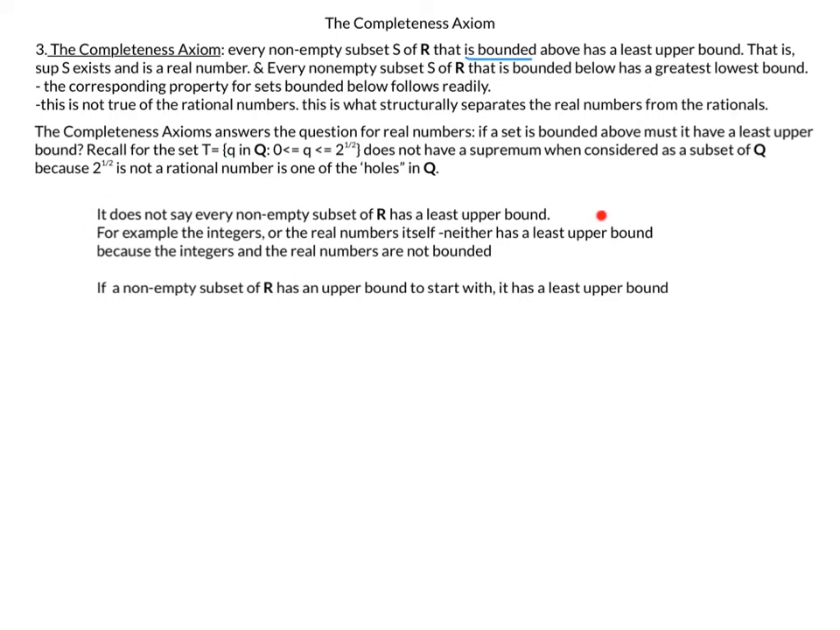And again, just to warn you, it does not say every non-empty subset of R has a least upper bound. It has to be bounded above. So for example, the set of integers is a subset of the real numbers, but it does not have a least upper bound, right? If you just take the subset of integers, that's because it's not bounded above. If a non-empty subset of R has an upper bound to start with, it also has a least upper bound.